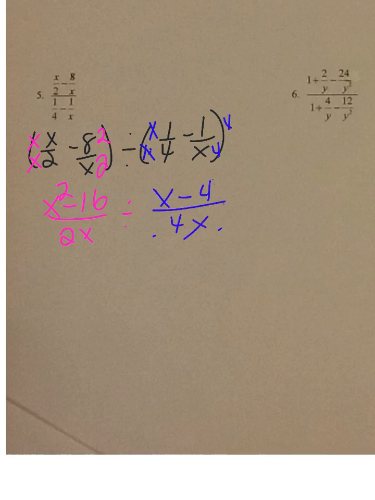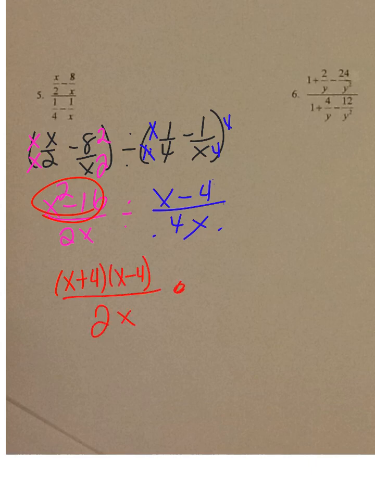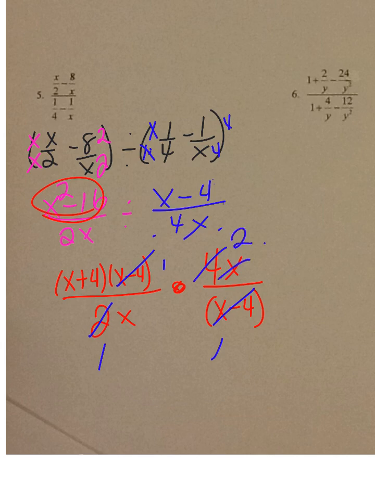Now I can do same change, flip. And I'm going to factor, so this is the difference of two perfect squares, so it's x plus 4, x minus 4 over 2x times, flip it, 4x over x minus 4, which cannot be factored, so I put it in parentheses. All right, so x minus 4 and x minus 4 reduce to 1 and 1. 2 and 4 reduce to 1 and 2. x and x reduce to 1 and 1, so my answer is x plus 4. Okay, so let's take a look at number 6.